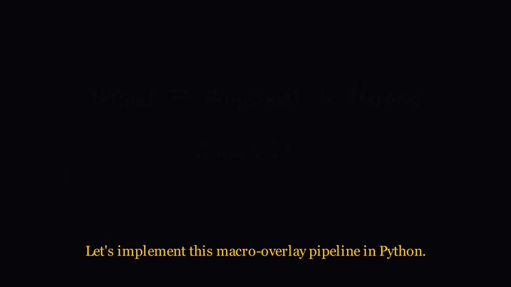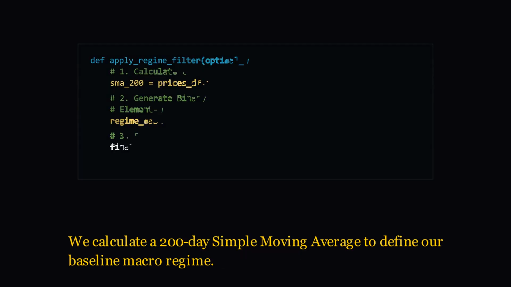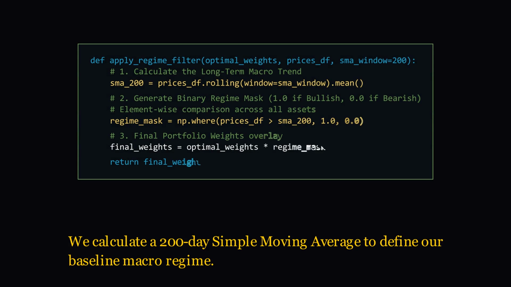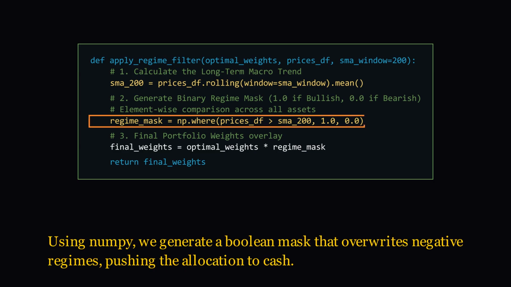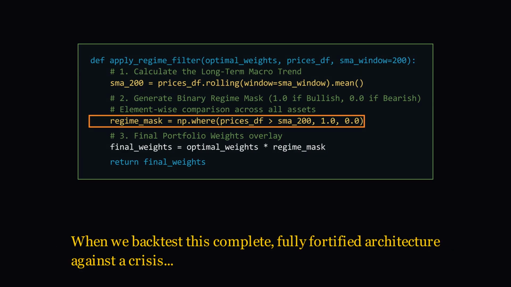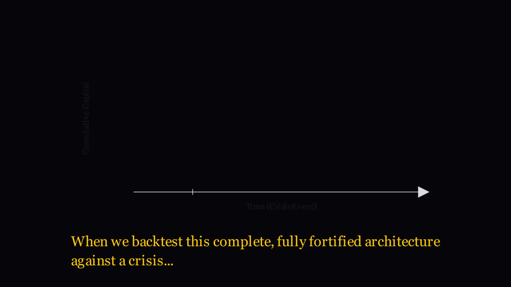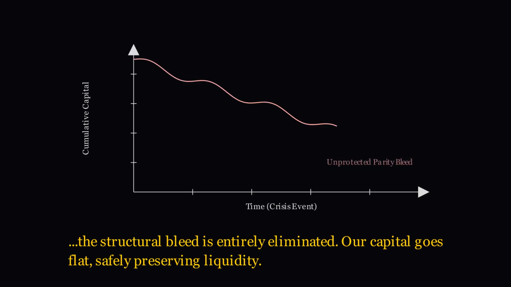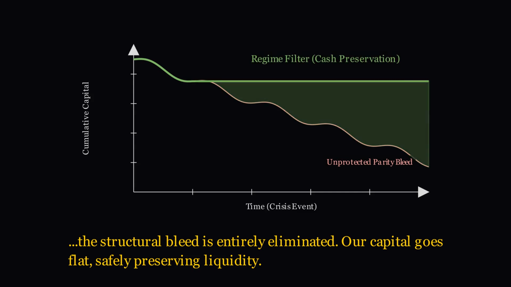Let's implement this macro overlay pipeline in Python. We calculate a 200-day simple moving average to define our baseline macro regime. Using NumPy, we generate a Boolean mask that overwrites negative regimes, pushing the allocation to cash. When we backtest this complete, fully fortified architecture against a crisis, the structural bleed is entirely eliminated. Our capital goes flat, safely preserving liquidity.